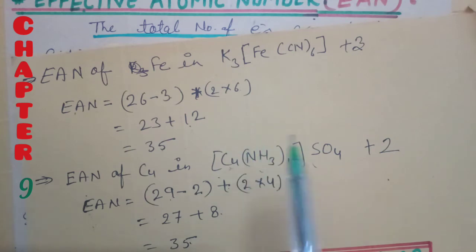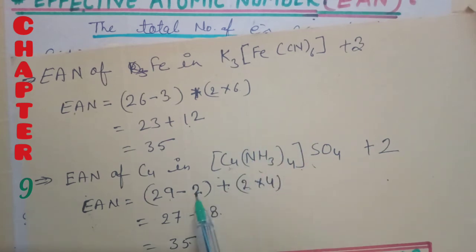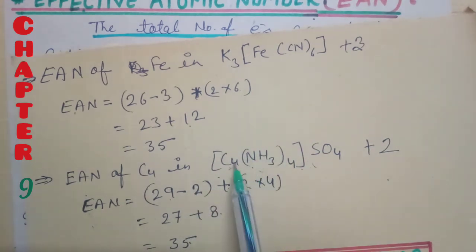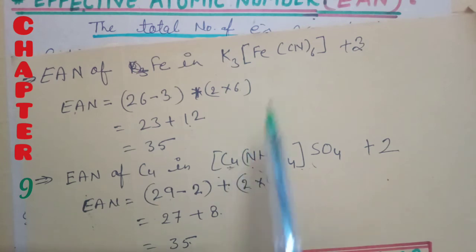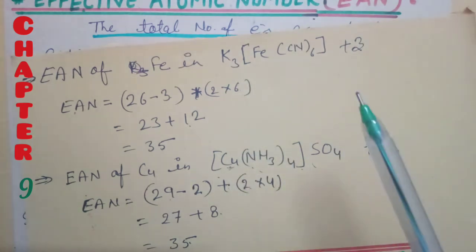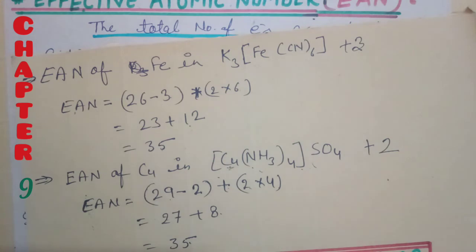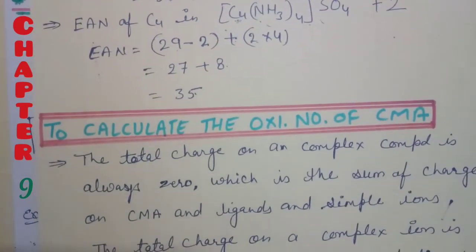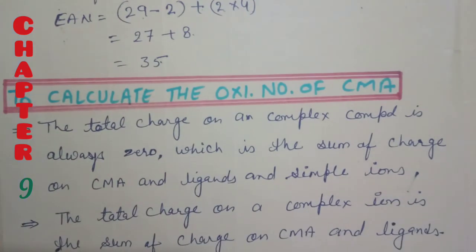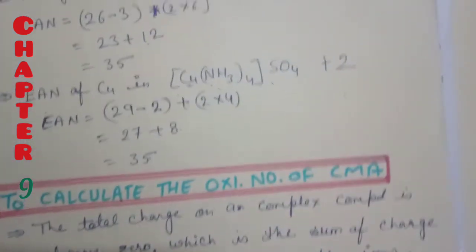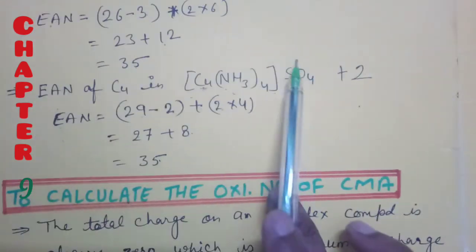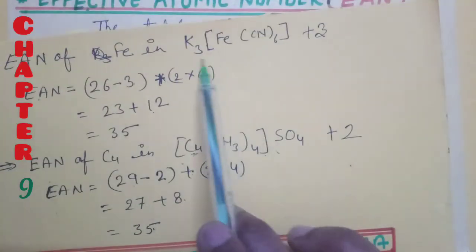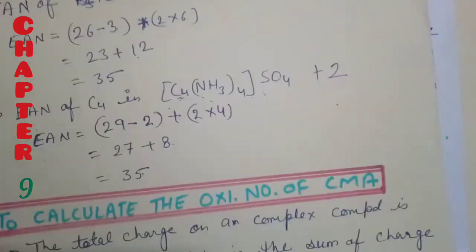Now there is a question: how will we calculate the oxidation number in these complexes? I told you that there is a +2 oxidation state, there is a +3 oxidation state. How? So now we will see how to calculate the oxidation number of the central metal atom. For this, two important things we have to learn: the total charge of a complex compound is always 0. Like here the total charge of the compound will be 0. Here also the total charge of the compound will be 0.